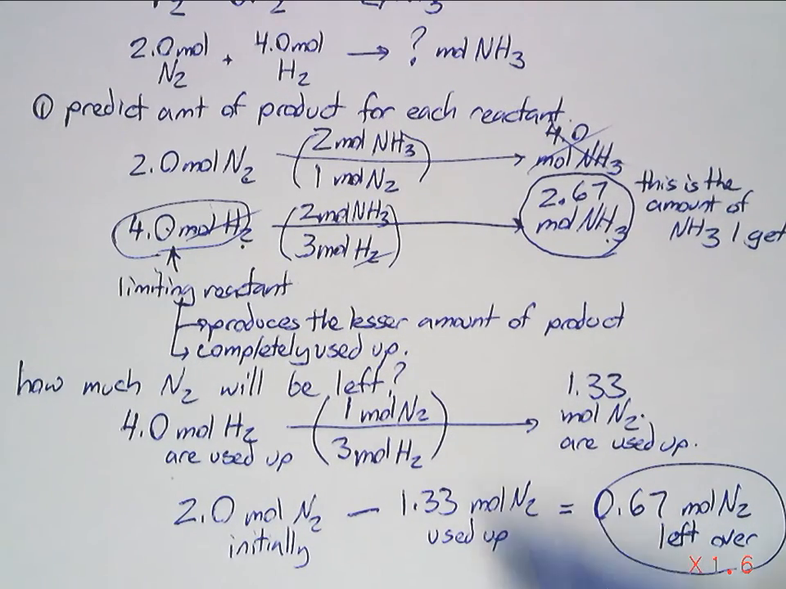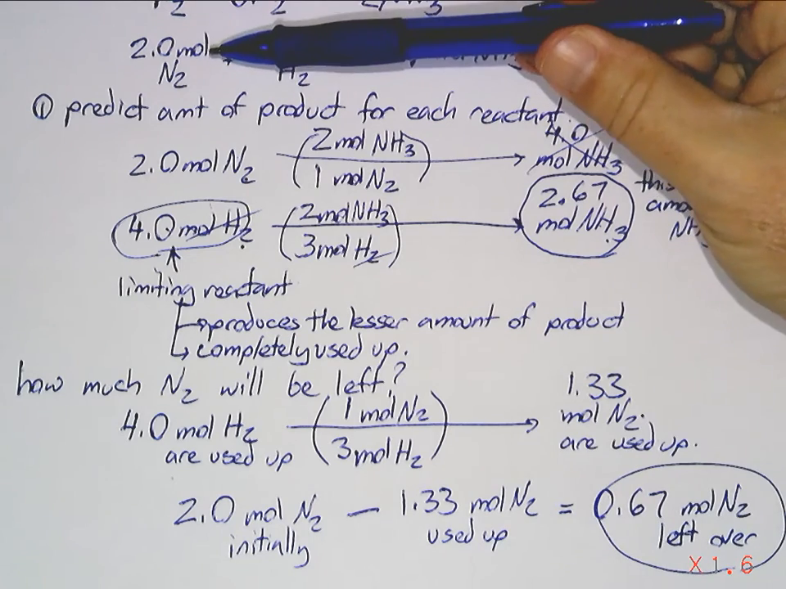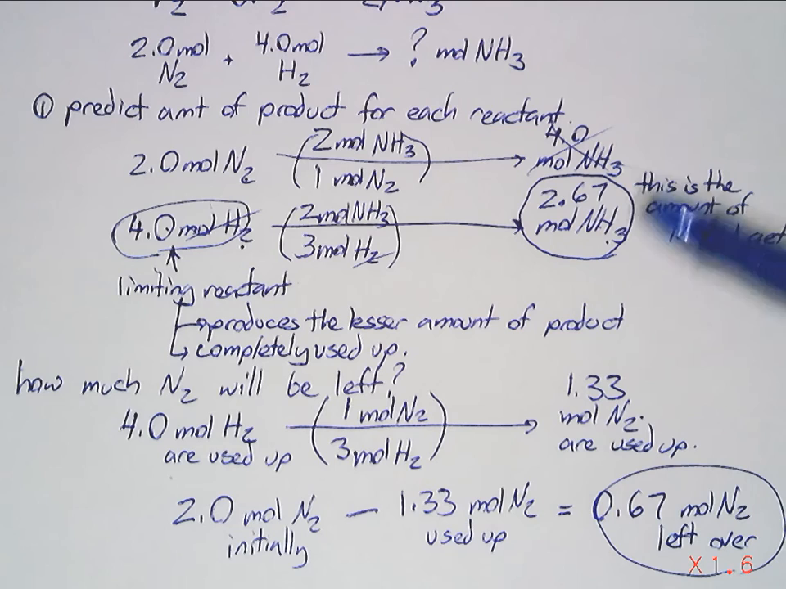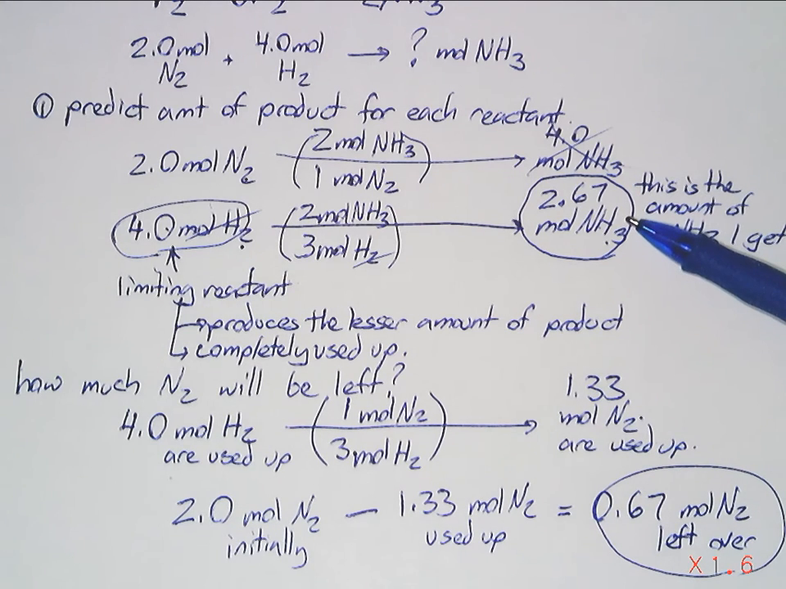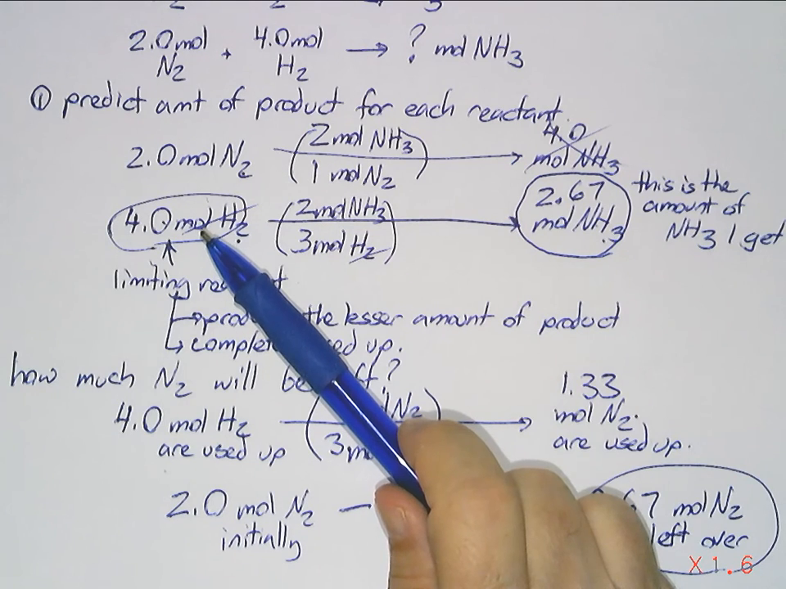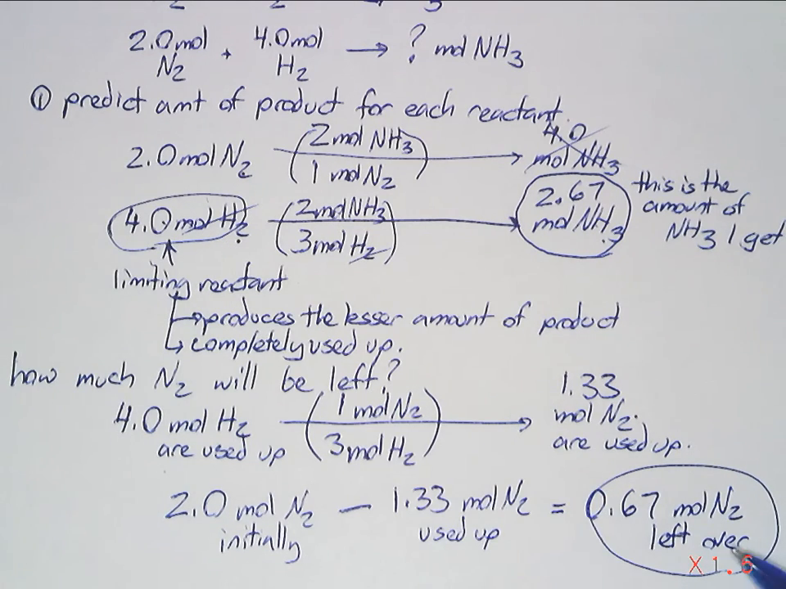So, before the reaction we had 2 moles of N2 and 4 moles of H2. After the reaction, we're going to have 2.67 moles of NH3 with 0.67 moles of N2 left over. We know that the H2 is the limiting reactant, so it is all used up and there is no H2 left after we're done.